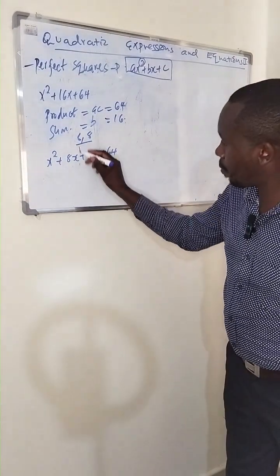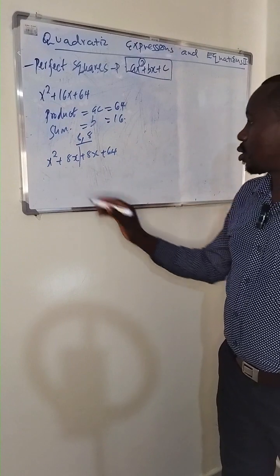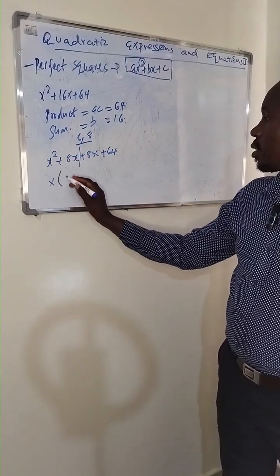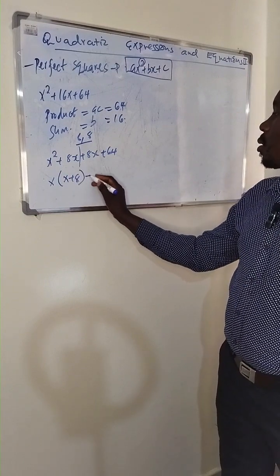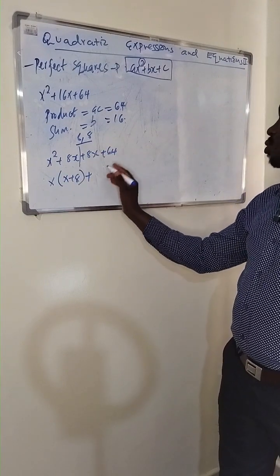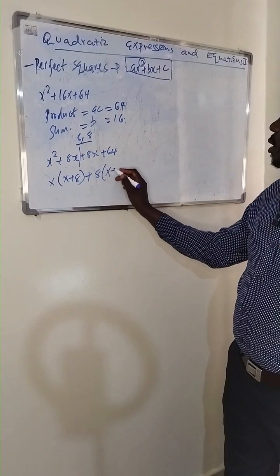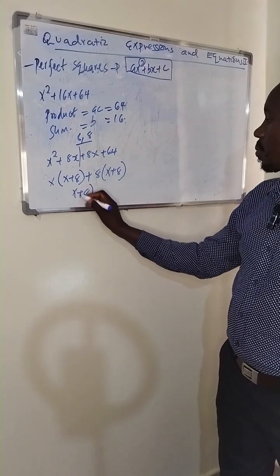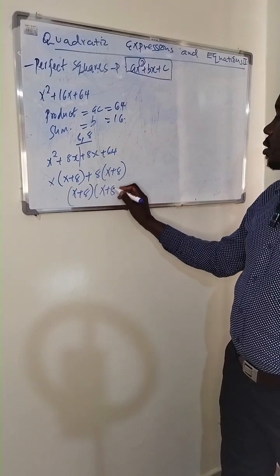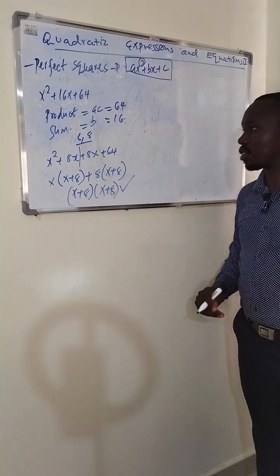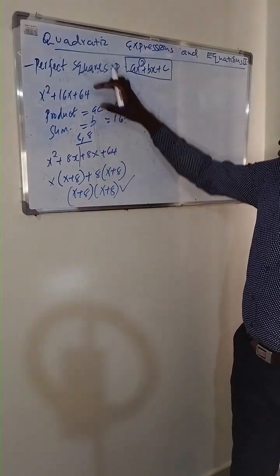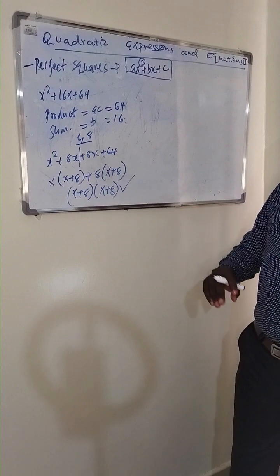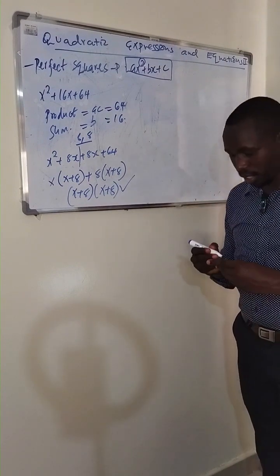If you split that into two, in the first part you have x being common, so x into brackets, x plus 8, plus in the next part 8 is common, so you have 8 into x plus 8. So you now have x plus 8, x plus 8. And it therefore qualifies to be a perfect square because we have factorized that and gotten two identical binomials. That is what we're calling a perfect square.